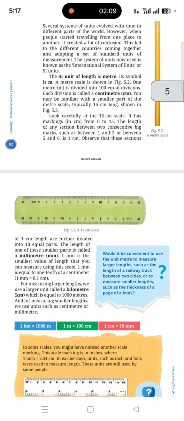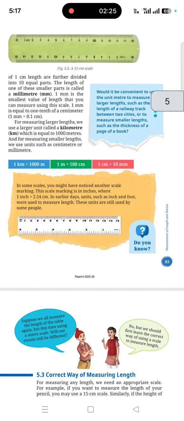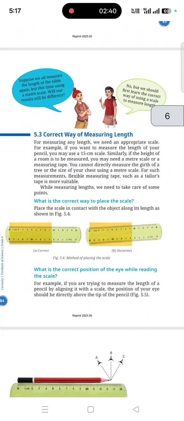If you observe a 15 centimeter scale which you daily bring in your stationery box, you can see that the gap between 1 and 2 centimeters is said to be a millimeter. Each line represents a millimeter, and the longest line is the half. Now, the kilometer is said to be 1000 meters. So these are the basic conversions: 1 kilometer equals 1000 meters, 1 meter equals 100 centimeters, and 1 centimeter equals 10 millimeters. You have to know this kind of division so that you can easily solve the basics of numericals.